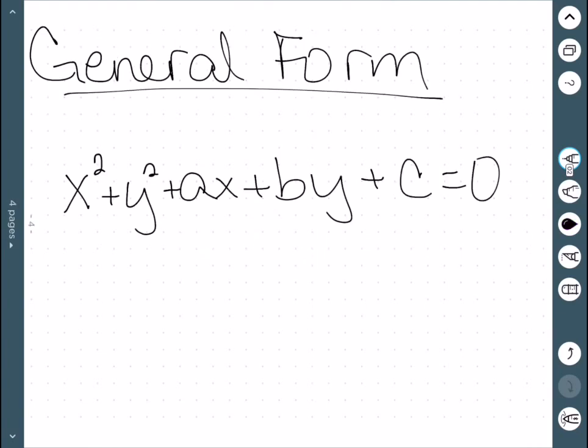Here we have the other form for a circle, which is the general form: x² + y² + ax + by + c = 0. Not every equation of this form necessarily represents a circle. However, every circle can be given in this form.